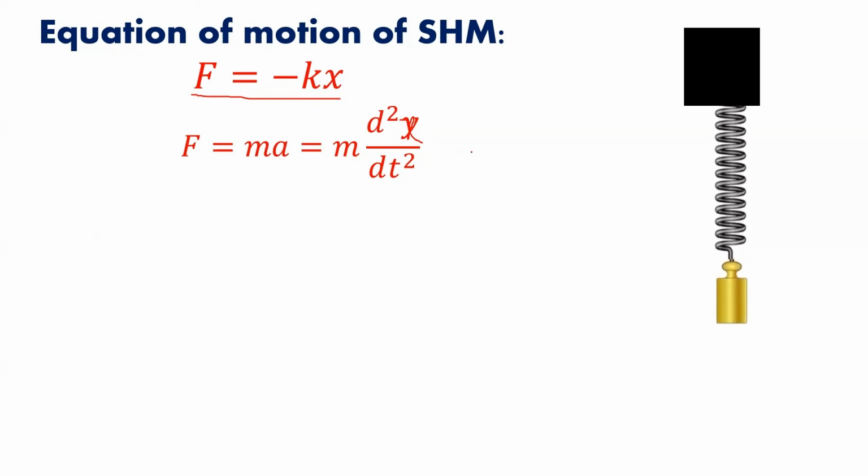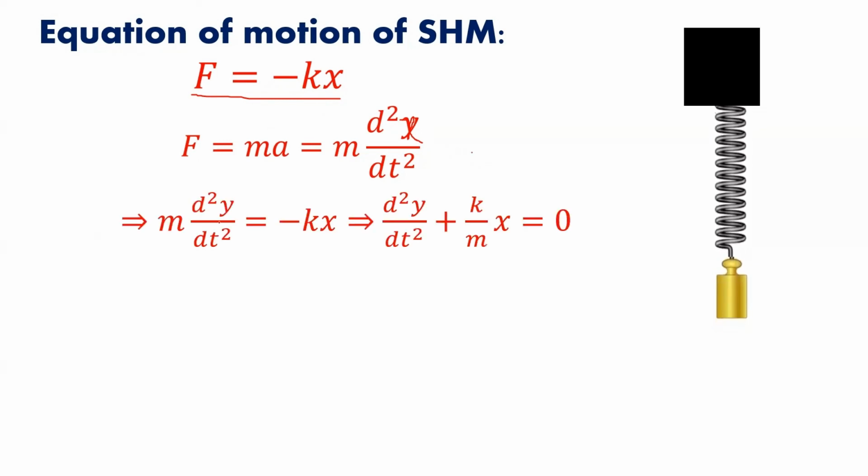So by equating both the forces here, we can get m into d square x by dt square equal to minus kx. So take this minus sign to the left side and divide with m. So the resultant equation is d square x by dt square plus k by m into x equal to 0. So this is the equation of motion of a simple harmonic oscillator.